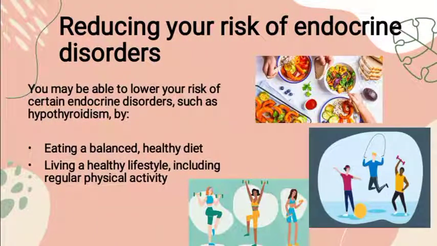So how can we reduce our risk of having these endocrine disorders? While many endocrine disorders are inherited or arise for unknown reasons, some may be related to modifiable lifestyle factors. You may be able to lower your risk of certain endocrine disorders such as hypothyroidism by eating a balanced and healthy diet and living a healthy lifestyle, including regular physical activity.